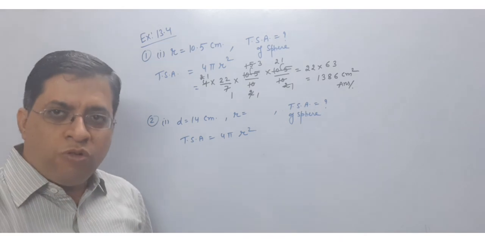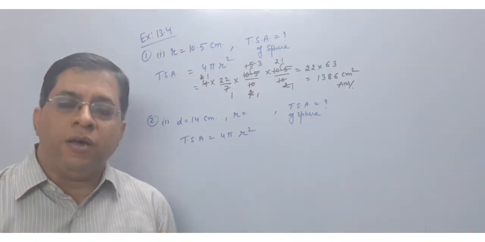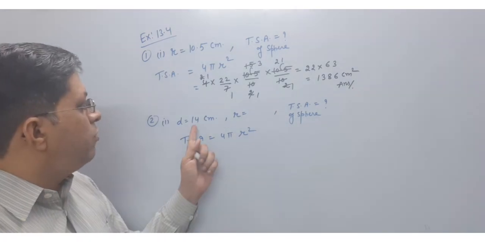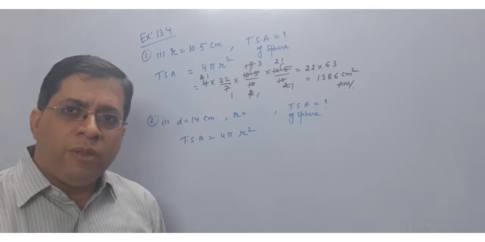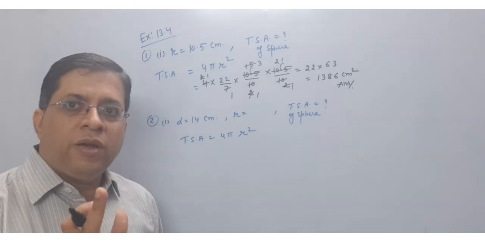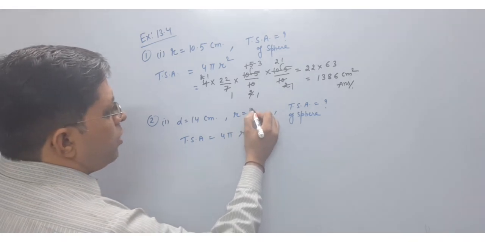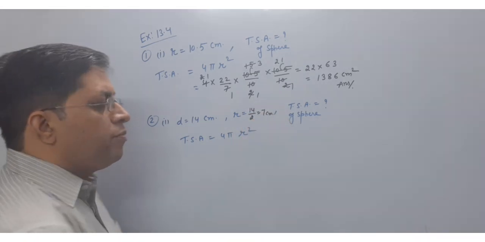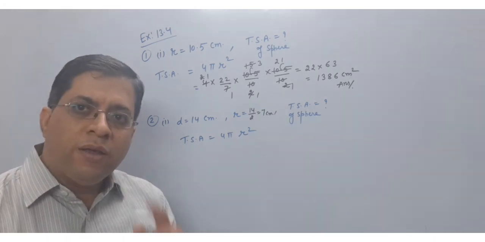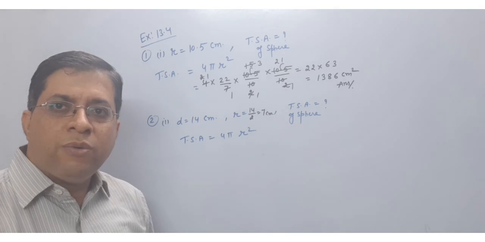Come on, one more question. Question number 2. In this one, you have given the diameter. Diameter is given to you, 14 centimeter. If the diameter is 14, then what will be the radius? Radius, definitely, will be half of it. This will be 14 upon 2. This is 7 centimeter. And what you have to find? TSA of sphere.